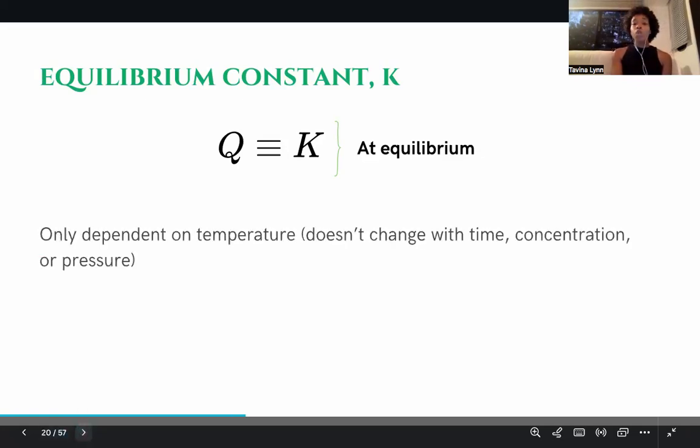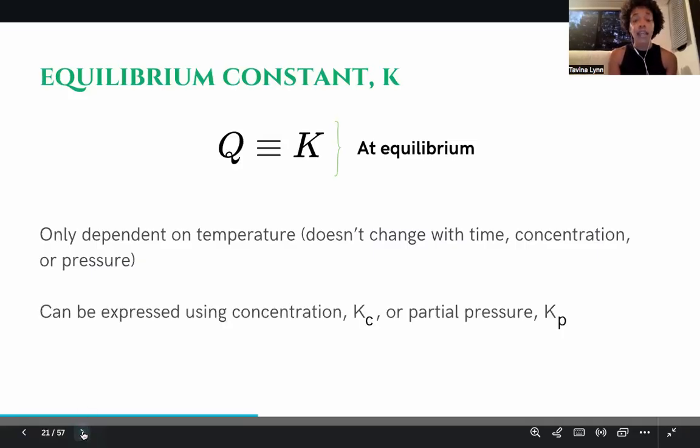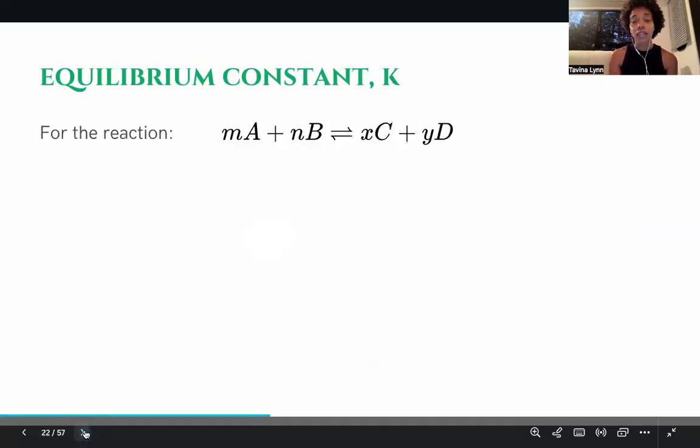So it's only dependent on temperature, right? It doesn't change with time, concentration, or pressure. And it can also be expressed using concentration as well as partial pressure. And we denote the difference with our subscripts here, right? C for concentration, P for partial pressure. So let's look at the same example, the same reaction. What would be our equilibrium constant expression?